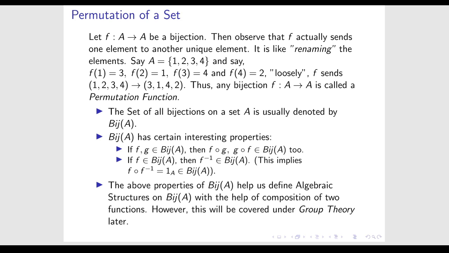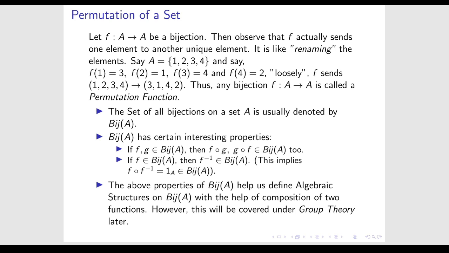Now note the following points. The set of all bijections on a set A is denoted by Bij(A). Now this set has certain interesting properties. If f and g are elements of Bij(A), then f of g and g of f are also elements of Bij(A). If f is an element of Bij(A), then f inverse is also an element of Bij(A).